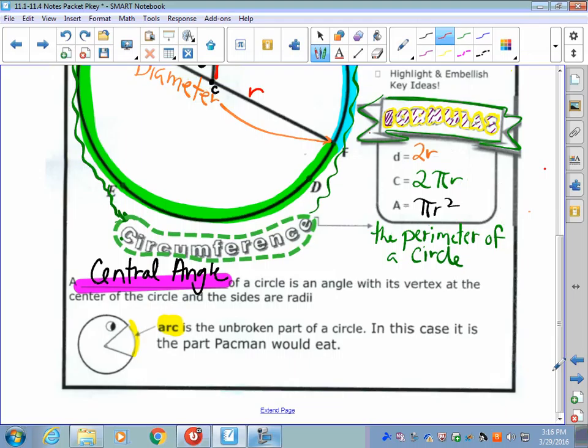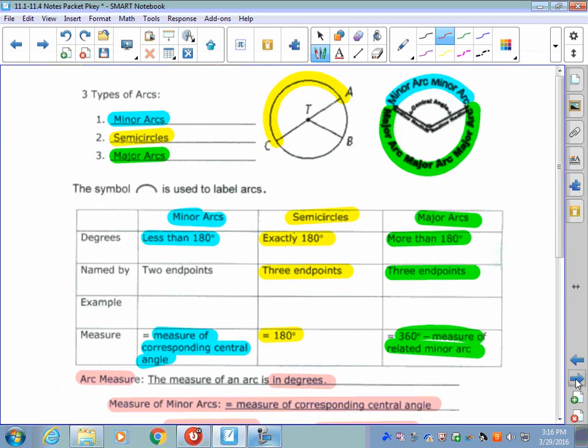So, does anyone have questions on this page? All right, we're going to the next page. All right, this is why I want you to have 3 different colors.